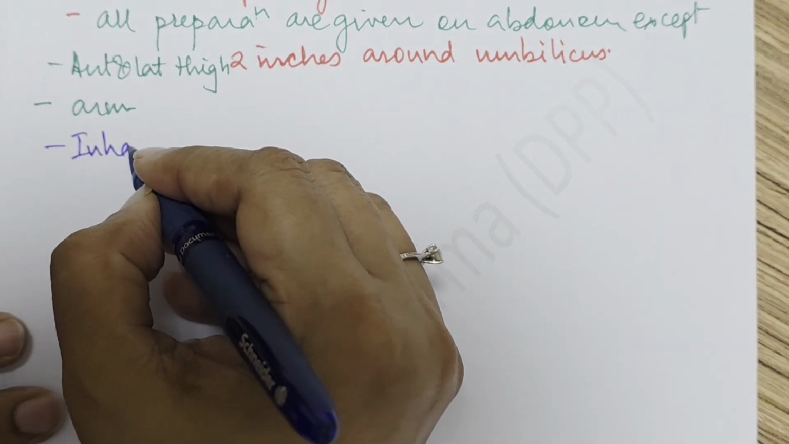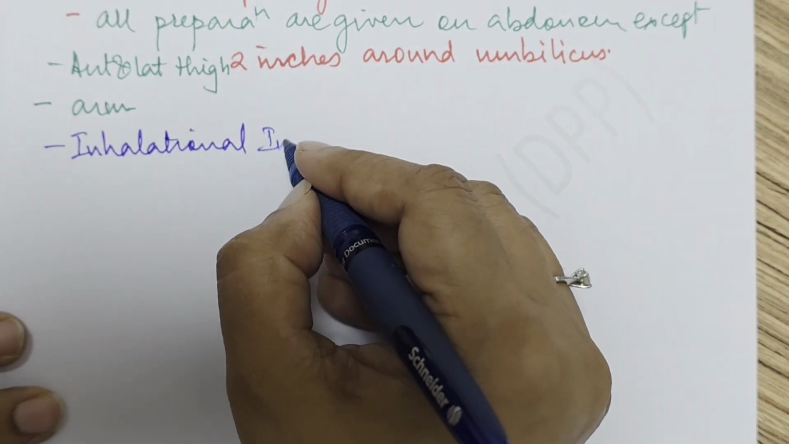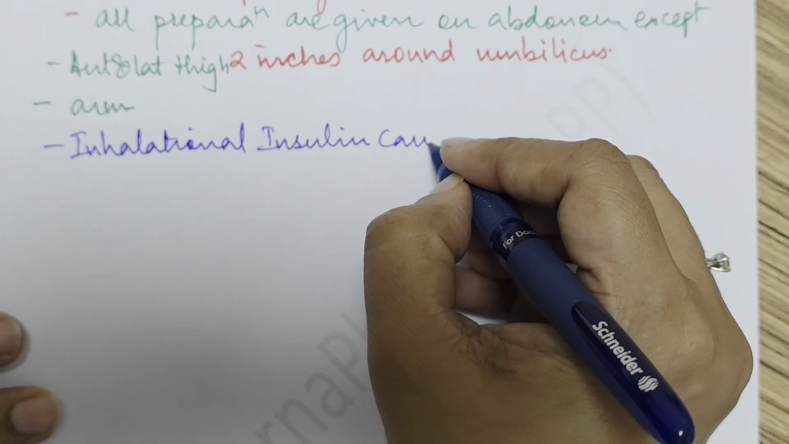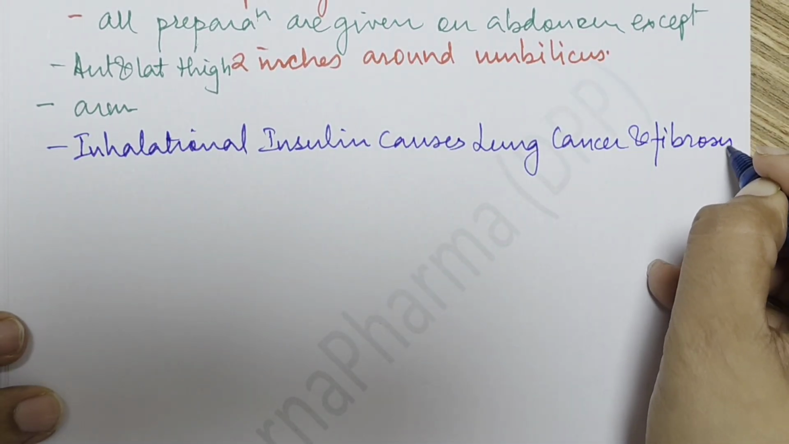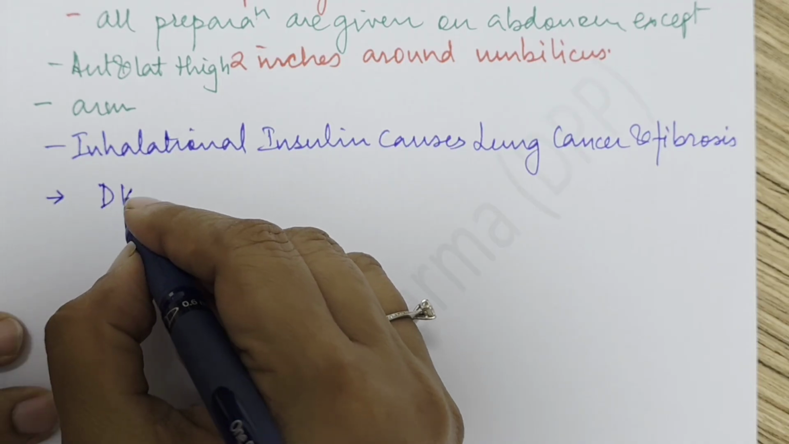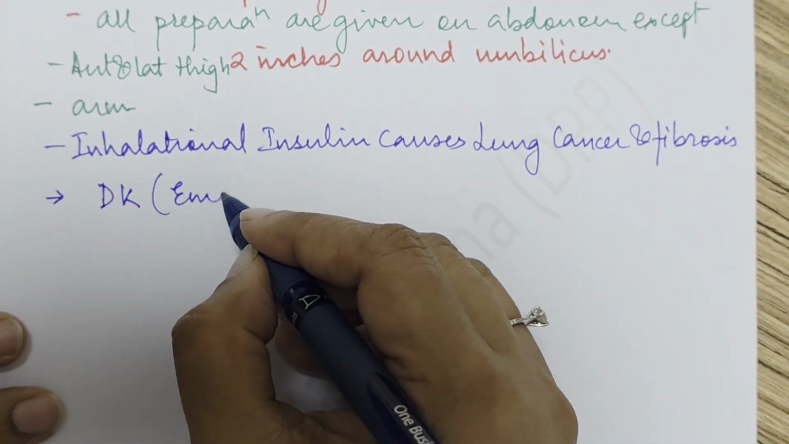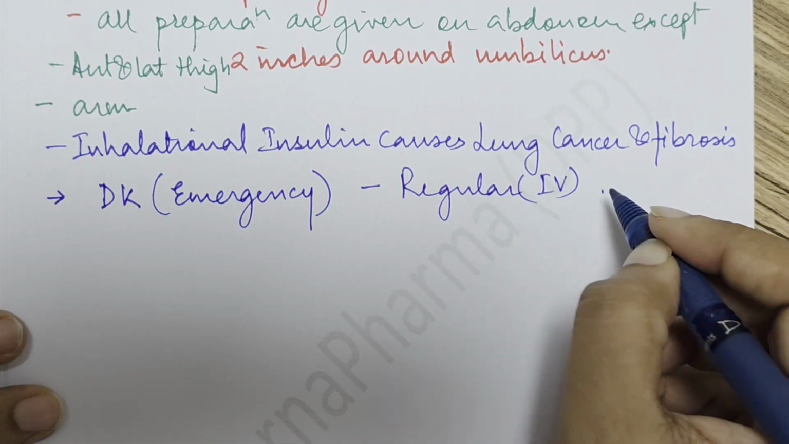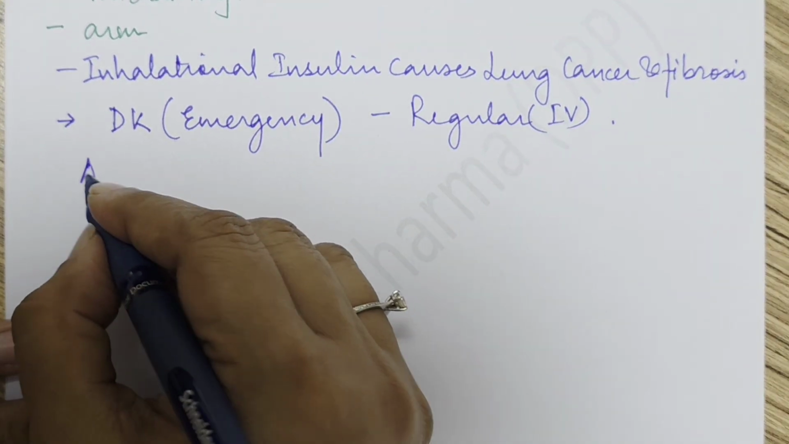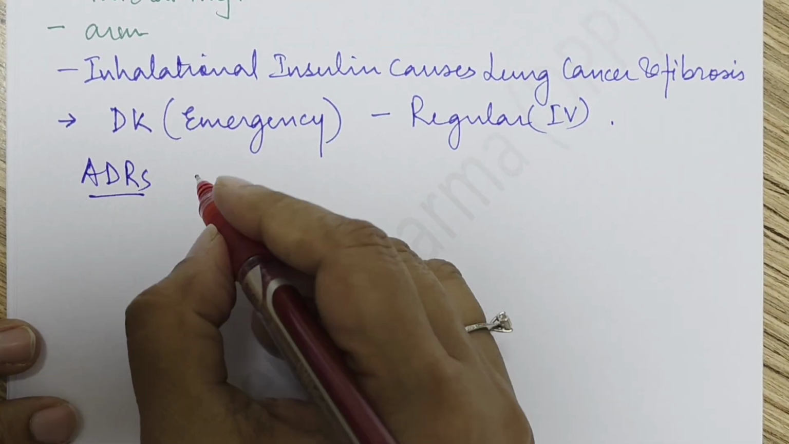Next is inhalational insulin, which causes lung cancer and fibrosis, right? There is something called diabetic ketoacidosis, which is an emergency condition. In that, the insulin that we use is regular insulin by IV route. Okay? Now coming to the adverse effects of insulin. Insulin's adverse effects are very common.